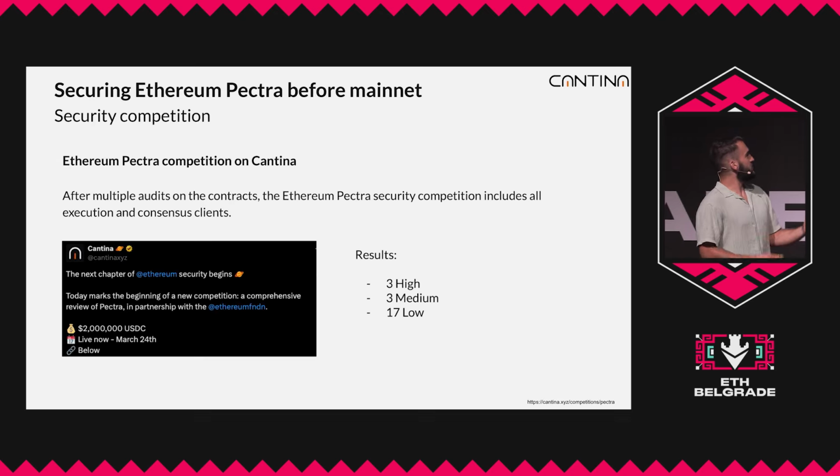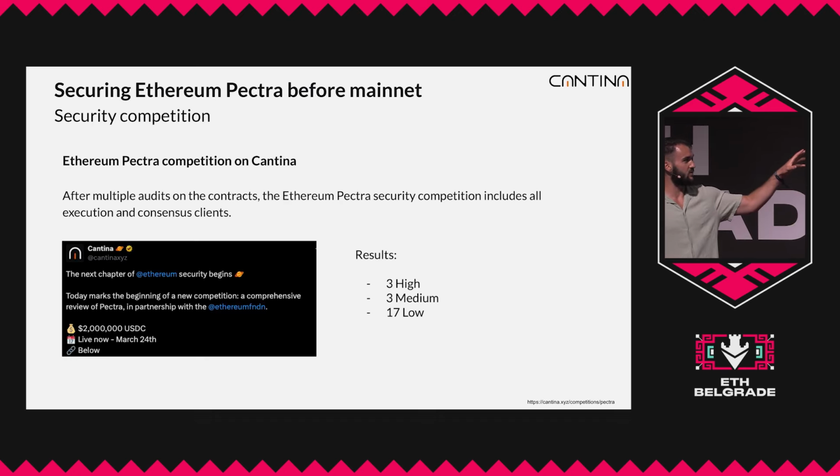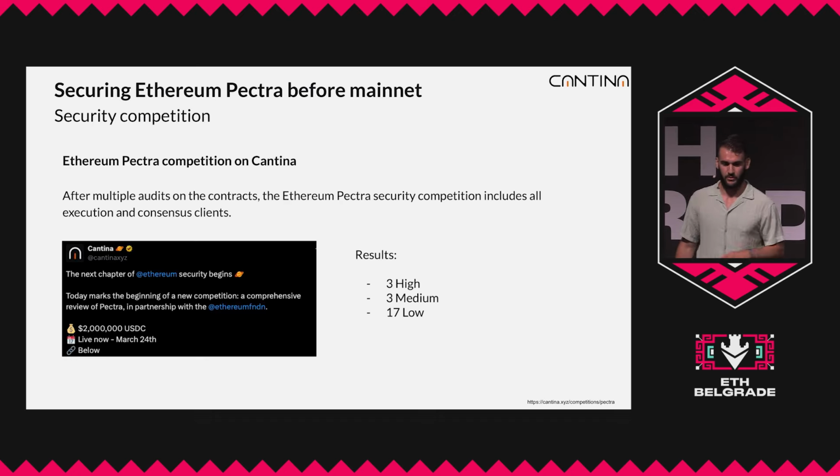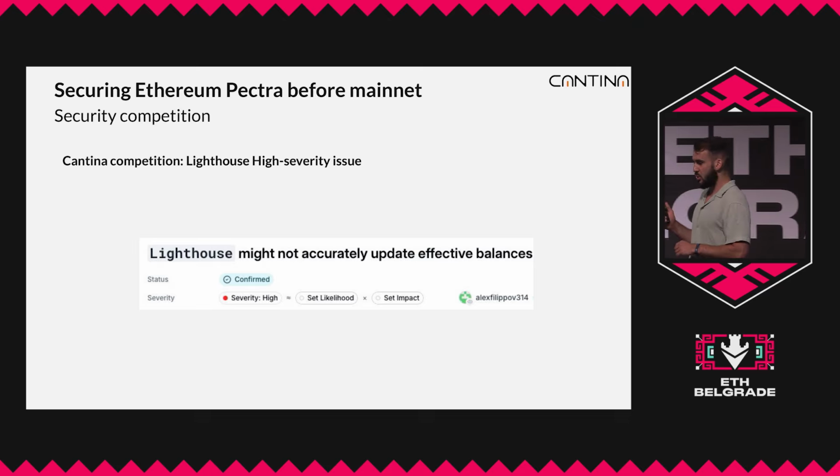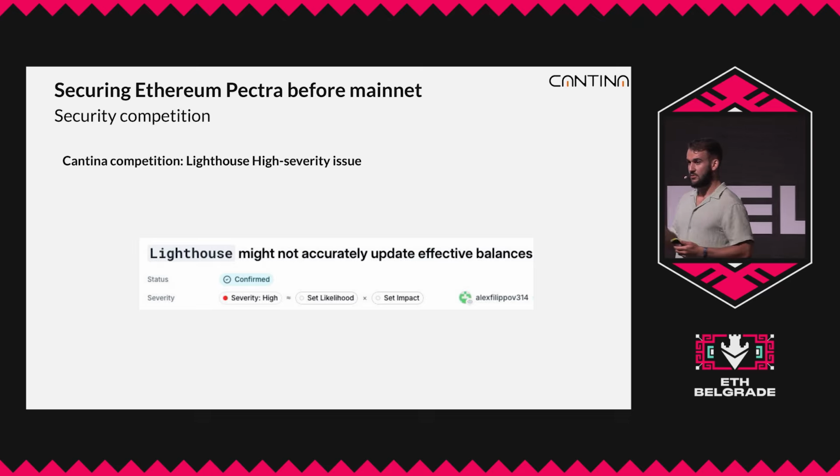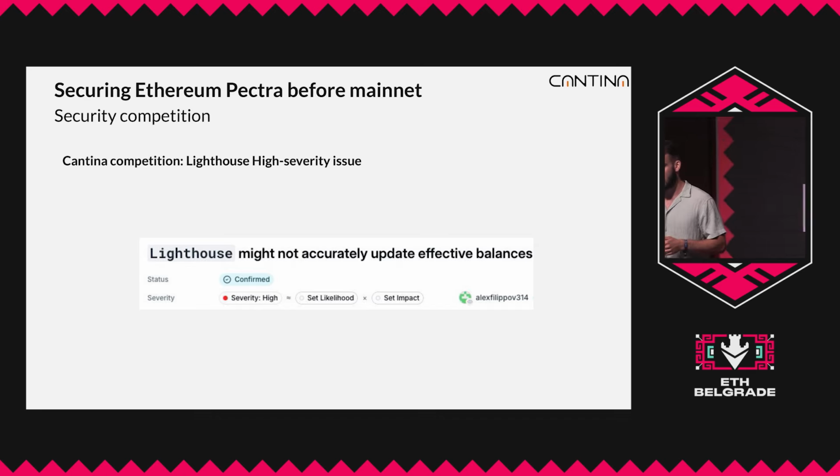And at the same time, there was a security competition happening on Cantina, offering up to 2 million USDC. The results: 3 high, 3 medium, and 17 low severity issues were found. The first bug is on Lighthouse, which represents approximately 40% of the validators. It was found by Alex Filipov.